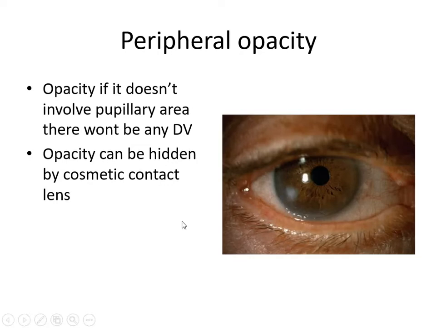But nowadays, no one is doing tattooing. When you have access to colored contact lenses and cosmetic contact lenses, no one resorts to destroying the epithelium of a normal or healed cornea. So peripheral opacities can be hidden by cosmetic contact lens.